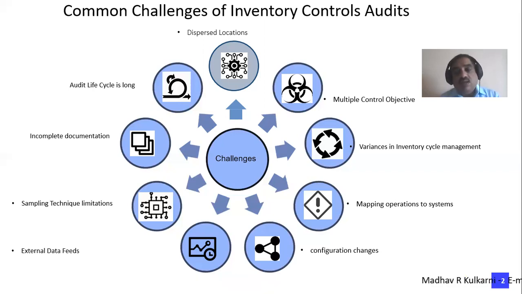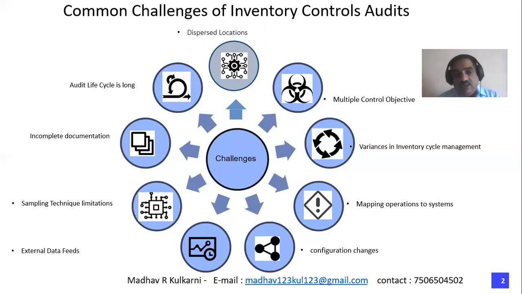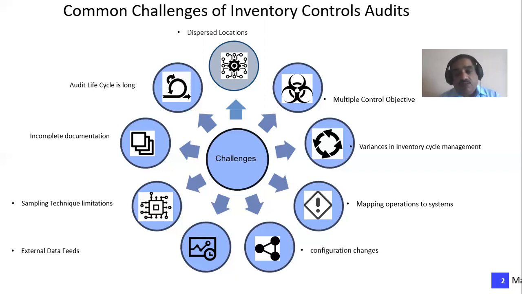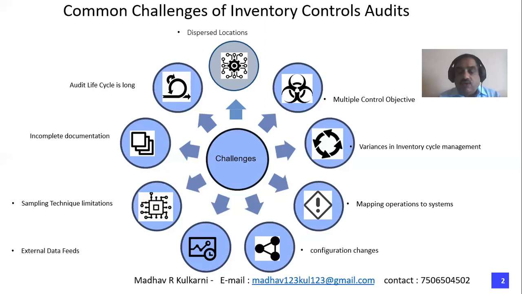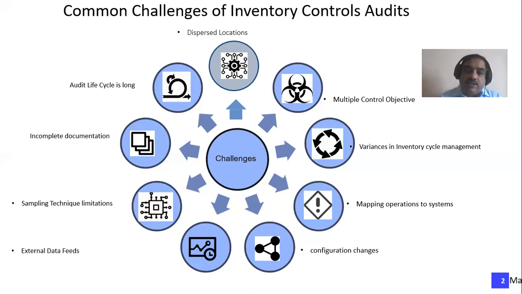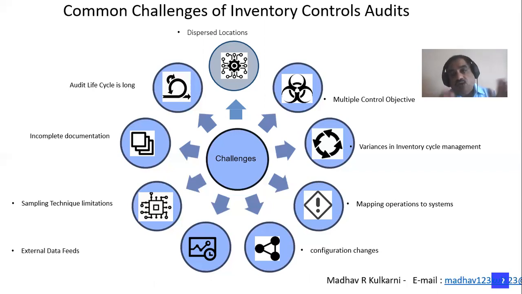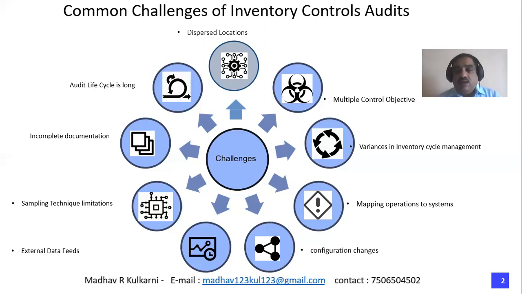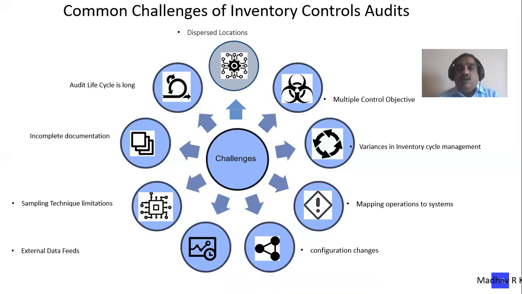The systems constantly undergo changes through configuration changes. The systems may have external systems or data feeds like budgetary controls, view controls, and many other things. The sampling technique is insufficient given the volume of the information, given the number of plants that an organization may have, or given the complex decision, sampling techniques may have some limitations. Very often, auditors face a challenge that documentation is inadequate, and the entire audit life cycle is then quite lengthy or it is not acceptable to the organizations.